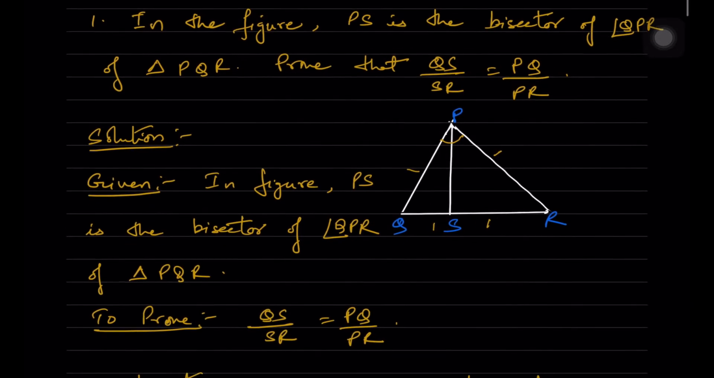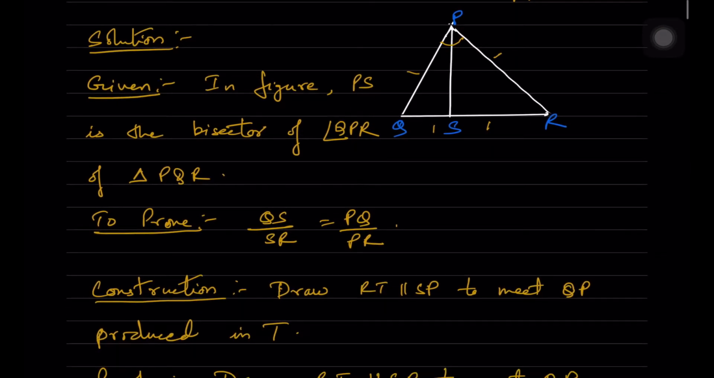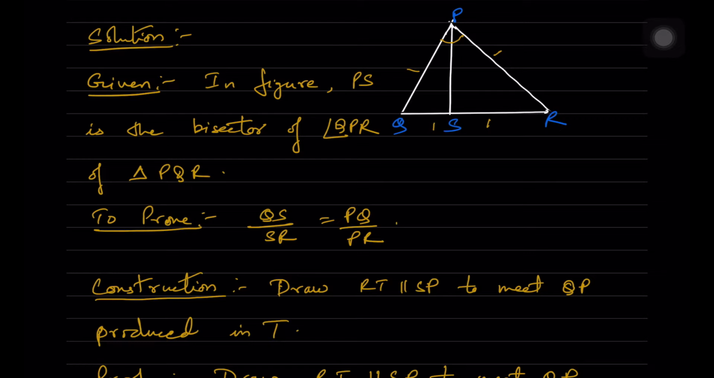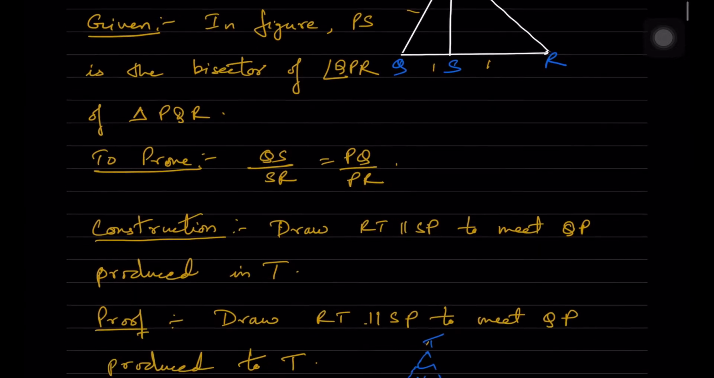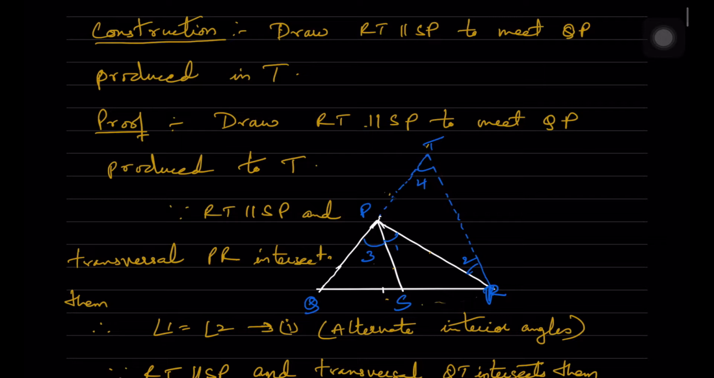Now the solution for this problem: we have to do some construction. What is given and what is required to prove, we'll see. In the given figure, PS is the bisector of angle QPR of triangle PQR. To prove that QS by SR is equal to PQ by PR. Now what is the construction we are going to do? Just look into the next figure which we have here.